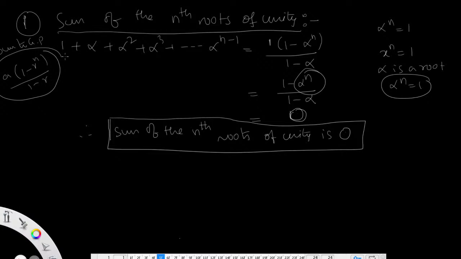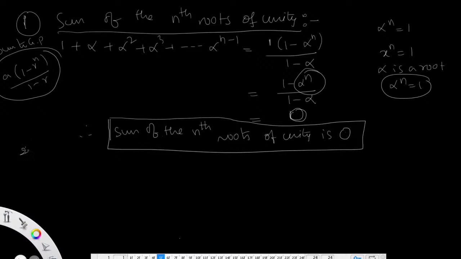Why? Because 1 plus alpha plus alpha square, and the last term is alpha to the power of n minus 1, with common ratio alpha, is a into 1 minus r to the power of n by 1 minus r. This is the basic formula for the sum of a GP. Then substitute 1 minus alpha power n by 1 minus alpha, where alpha power n equals 1, since alpha is a root of x power n equal to 1. Therefore 1 minus 1 becomes 0. Then we conclude that the sum of the nth roots of unity is also 0.